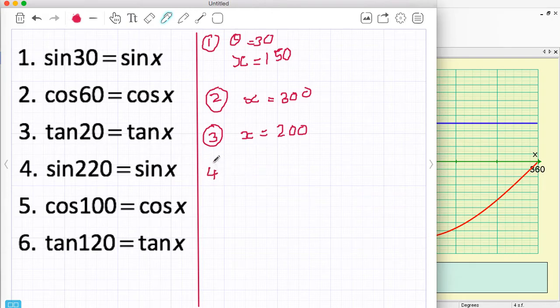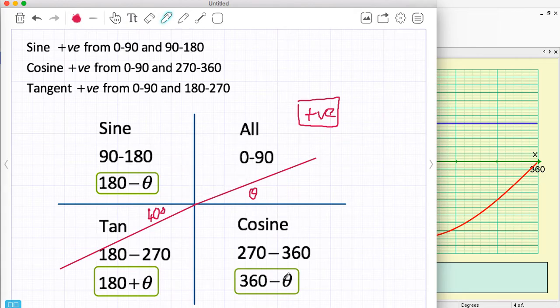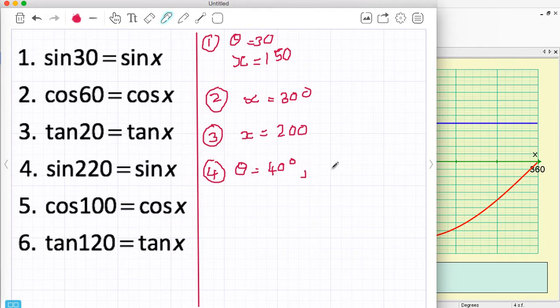So for number 4, to use the rule, if you like, I'm going to say, right, theta is 40. It's negative, so I'm going to go to the other place where sine is negative, which is here, 360 minus the theta value. 360 minus 40 is 320 degrees.